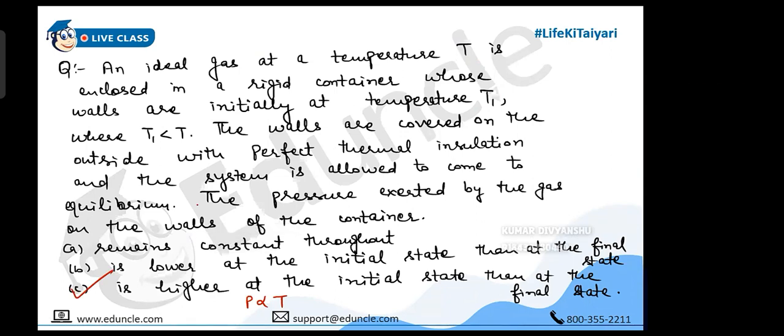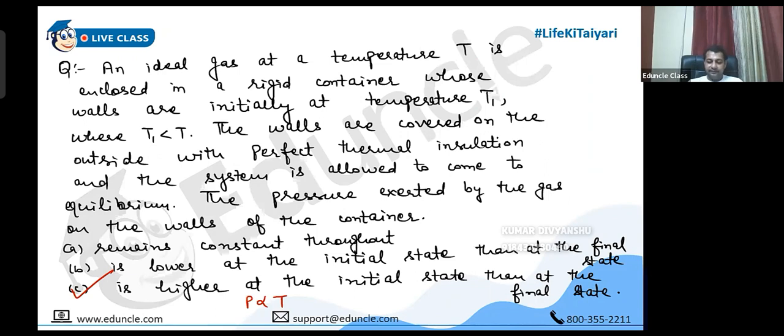Initially the gas was at temperature T, and T is greater than T1. The container is at temperature T1. So when the gas will equilibrate with the container, the temperature of the gas will fall, and hence the pressure will decrease. So it means the pressure will be higher at initial state than at the final state.